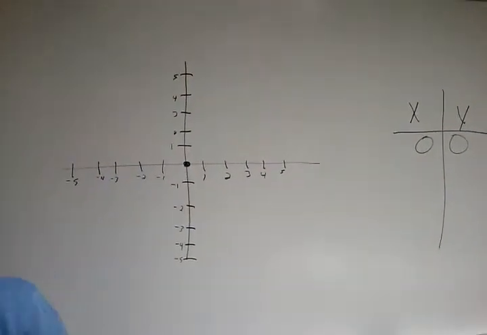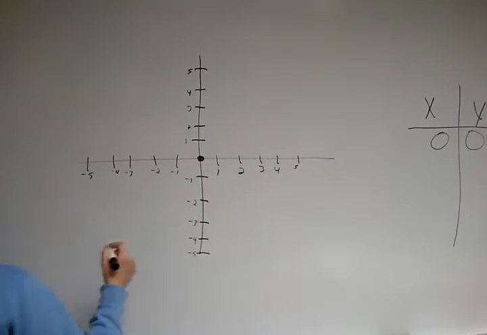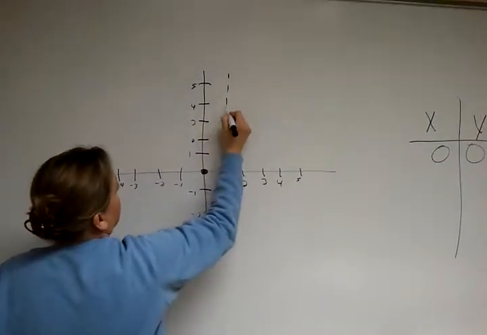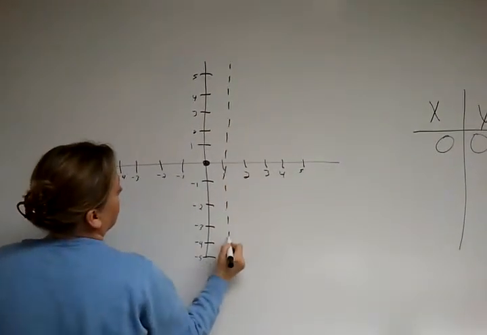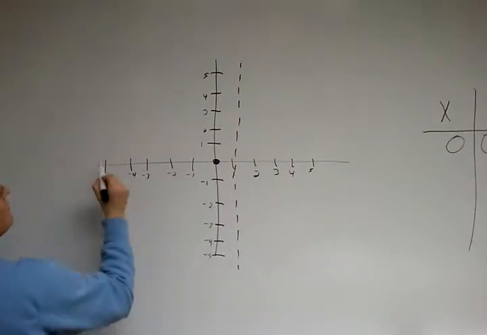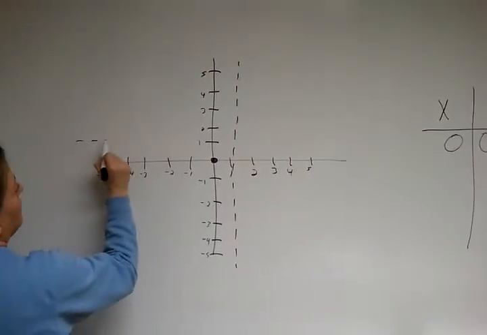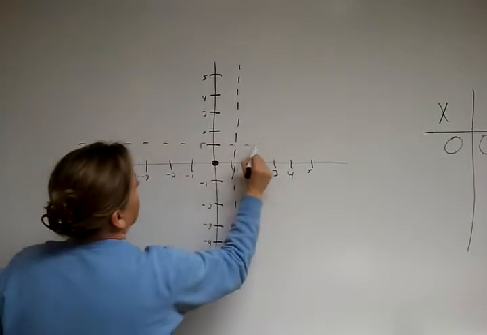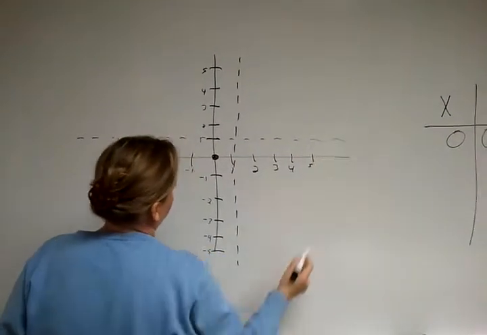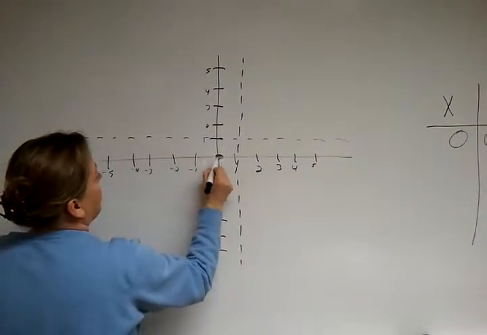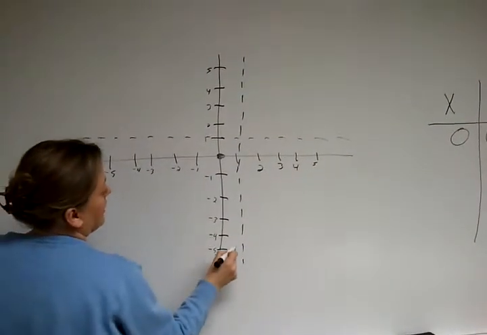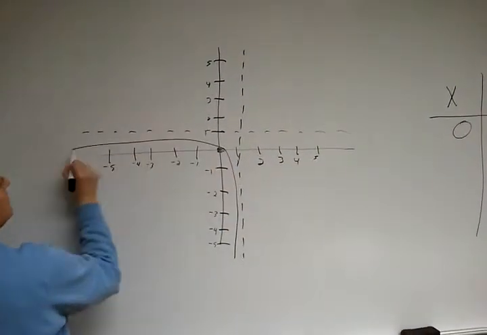Our vertical asymptote was 1, so we put a dashed line at 1. Our horizontal asymptote was 1, so we have a dashed line at 1. Since this is at the origin, it'll go off in this direction.